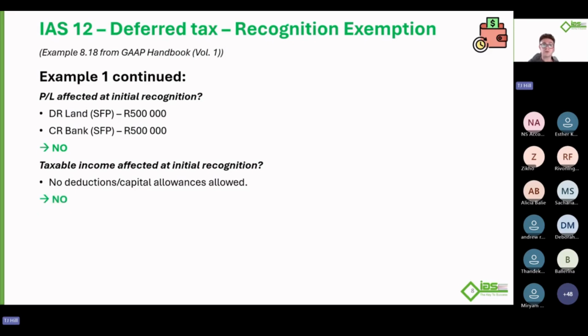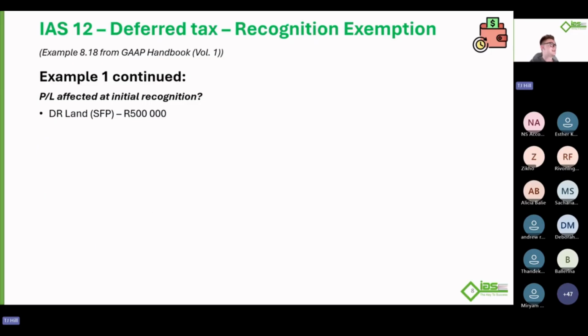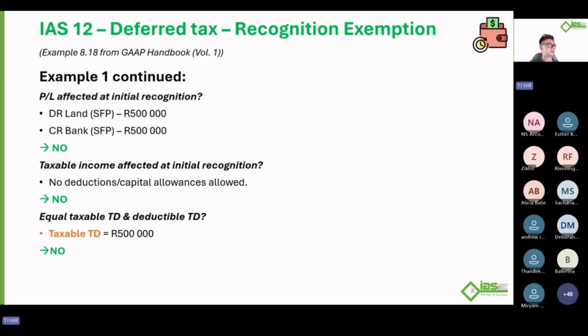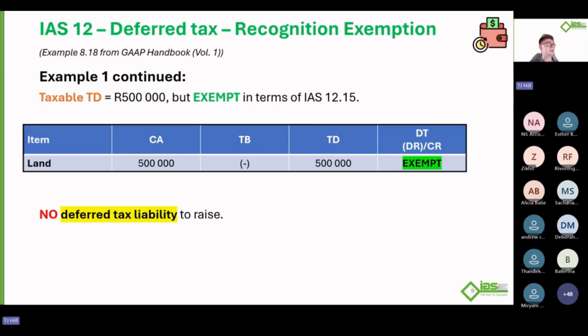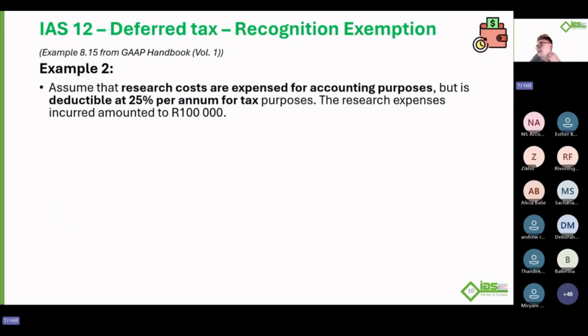So far we are leaning towards wanting to exempt. We are so far allowed to apply the exemption. We need to ask one last question just to make sure: does it give rise to equal taxable and deductible temporary differences? Well, if we go back to the previous slide, it gave us only one, which was a taxable temporary difference. So there's no equal deductible temporary difference. Thus, it is exempt from you recognizing a DT liability. You see the steps you need to take. Let's continue here. Is exempt, thus no DT liability. Let's look at another example.